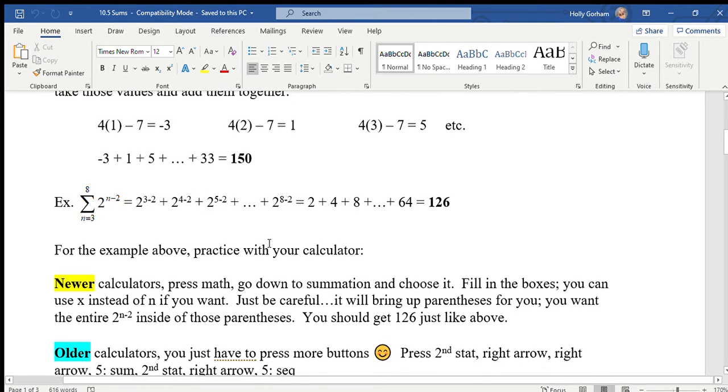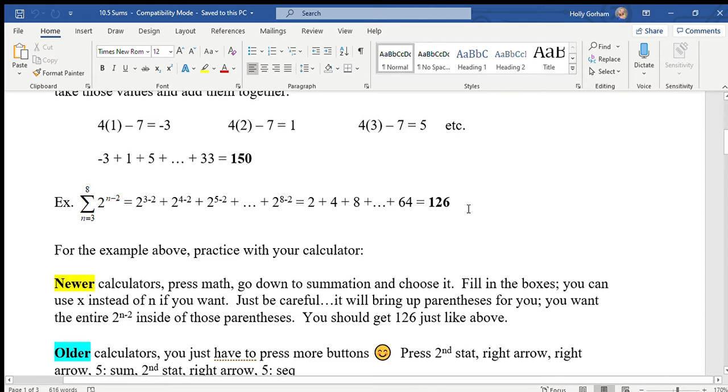On the second example, you're going to start at 3 and go all the way to 8, and you're going to plug those numbers in here. So you plug in 3, plug in 4, plug in 5, and so forth, all the way to 8. So you'd have 2 plus 4 plus 8, and so on, plus 64, which adds to 126. That's how you do this analytically.